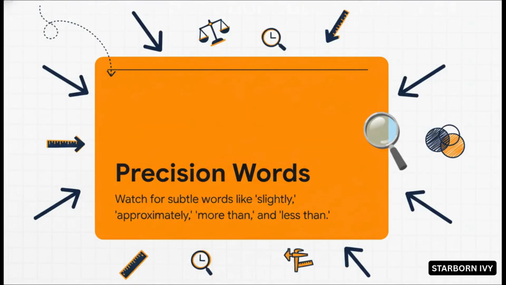And finally, you have to zoom in on the precision words. The SAT is a test of precision. The difference between an answer choice that says slightly more than and one that says approximately could be everything. These tiny little words are often the key that unlocks the correct answer. So whatever you do, don't you dare just skim over them.